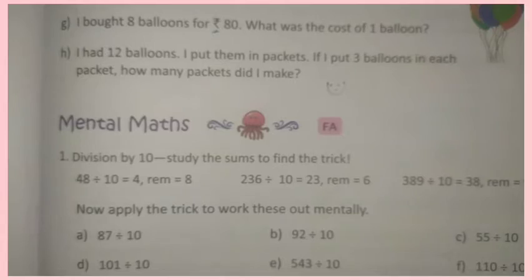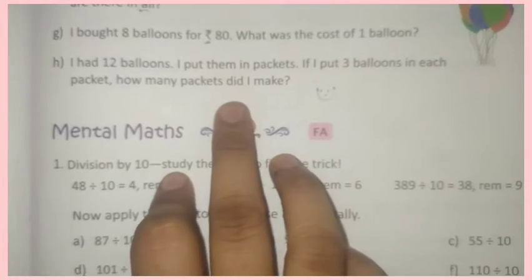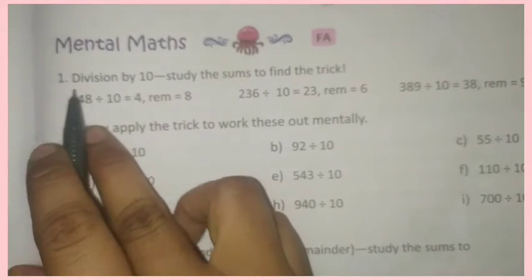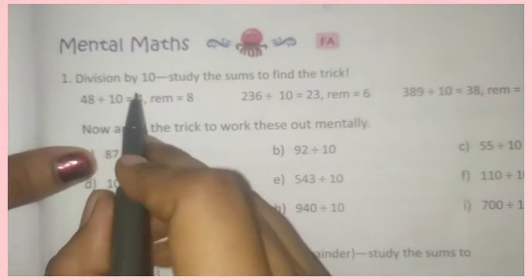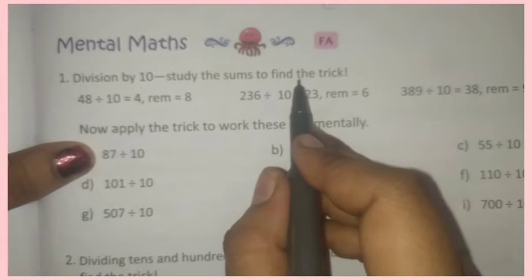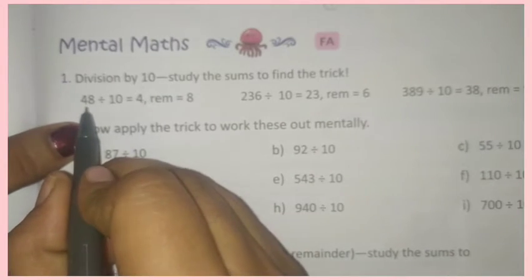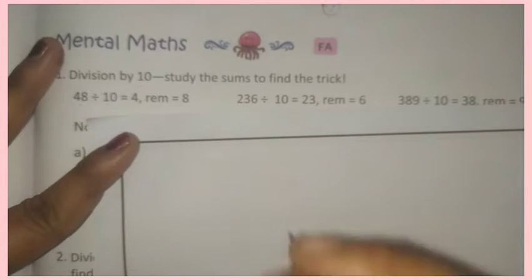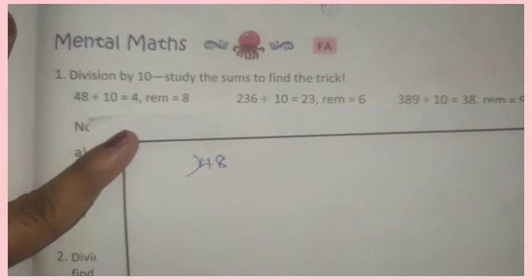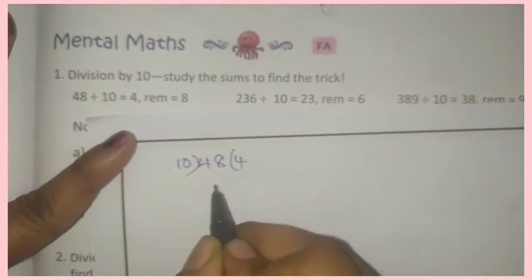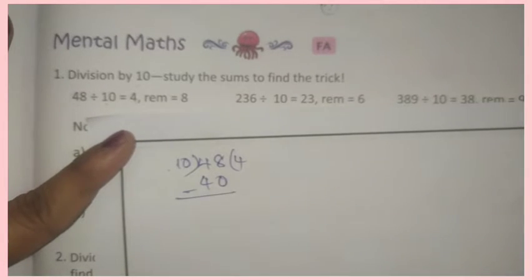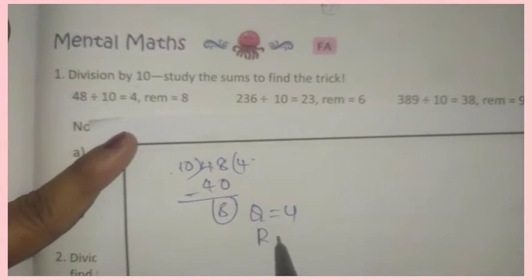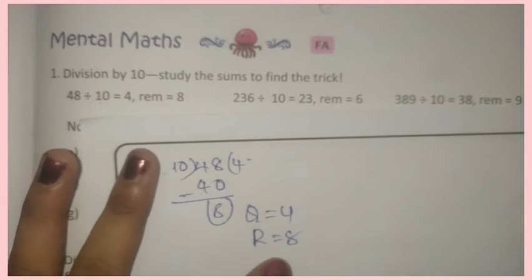Okay, up to now we have completed up to here. Now look at mental maths questions. Okay, mental maths. First bit, division by 10. Study the sums to find the trick. Look here, 48 divided by 10. 10 fours are 40. 48 minus 40 is 8. Okay, we'll get quotient as 4 and remainder as 8.